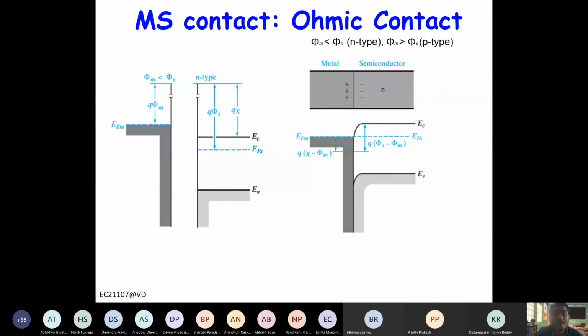If you see this picture, this is for a metal and an N-type semiconductor, with the Fermi level of the semiconductor being below the Fermi level of the metal, right? That means phi m is less than phi s. So in this case, what will happen? This will be the barrier. Now the barrier is negative here, right? So there is no barrier, right? This is phi m minus chi.